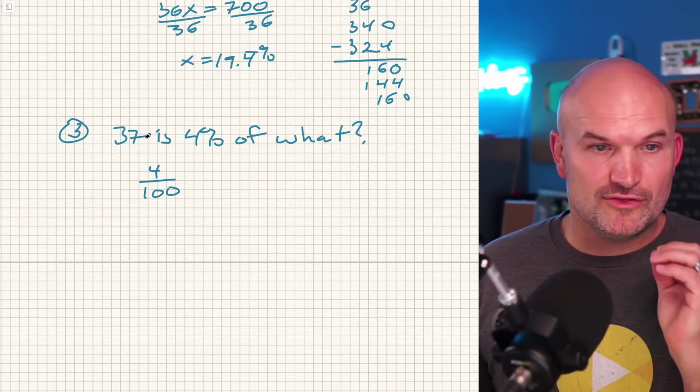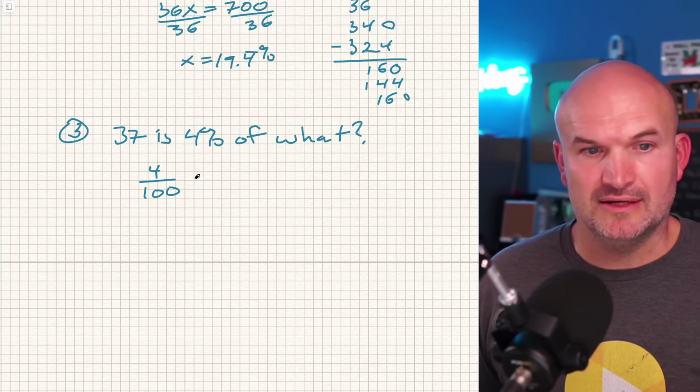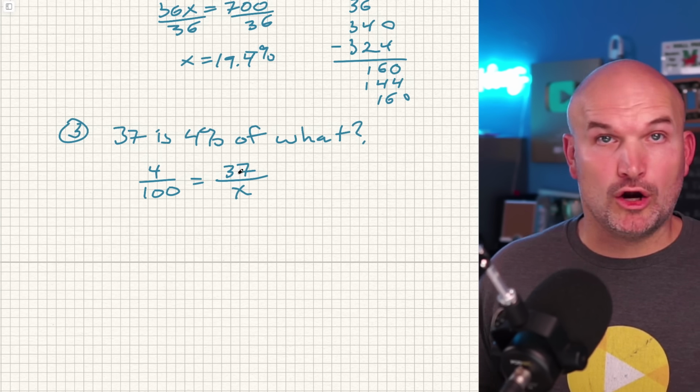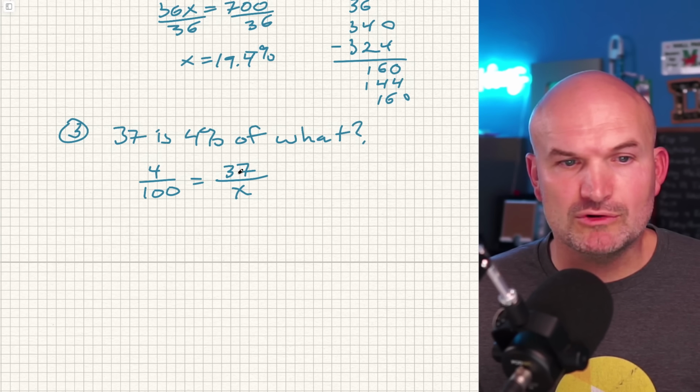And then it's saying 37 is 4% of what? So 37 out of something. So 37 is going to be your part, and our whole is going to be our unknown, our variable, which we put here.